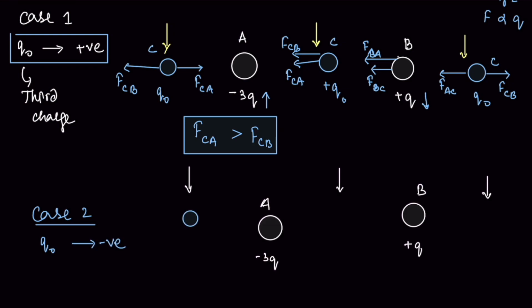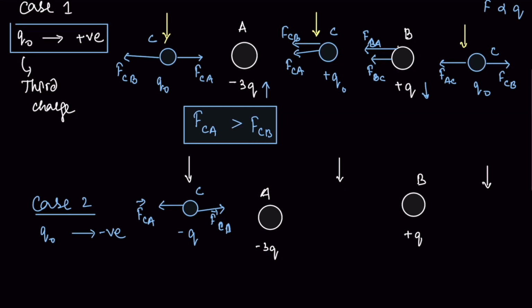If we take the negative charge on the left side of A, A is already negative and C is also negative, so they will repel each other. Similarly with respect to B, it will be attracted. But as we know, the magnitude of B is less than A and the distance of B to C is more than the distance of AC. So here force of CA is greater than force of CB. So equilibrium is not fulfilled here.